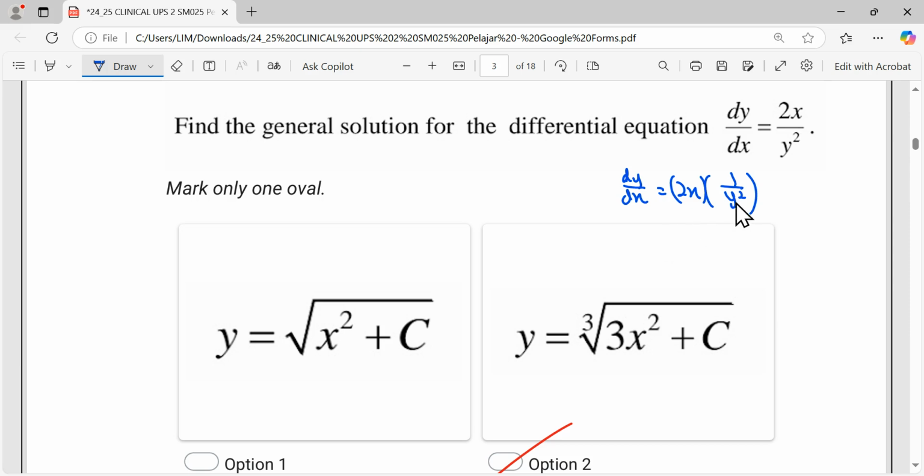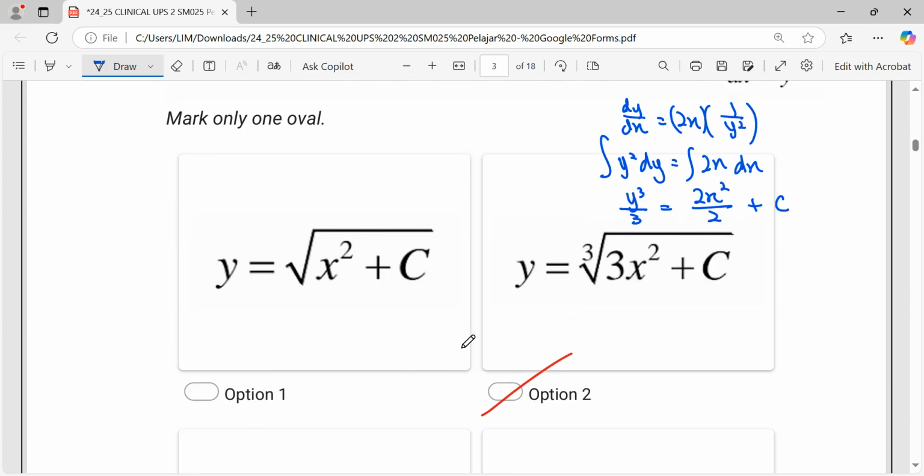To separate this, the factor of y we move back to the left hand side, so it becomes y squared dy. The dx we times back to the right hand side, dx, then we integrate both sides. In this case, integrate y squared: power plus 1 over new power. For integrating 2x, the formula is power plus 1 over new power, then plus c. To express y as a subject, we need to simplify here. So y cubed equals, multiply the 3 to the right hand side, it will become 3x squared.